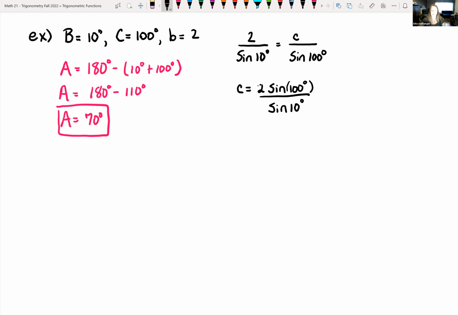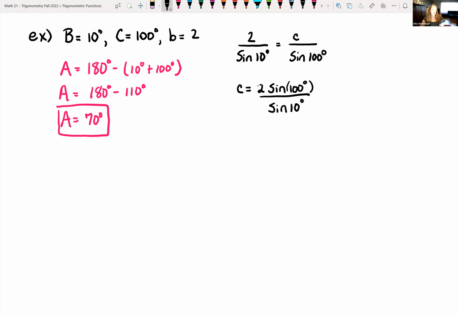So let's plug that into the calculator and see what we get. Plugging it into my calculator, I get that C is approximately 11.3. So I'm just going to round to the whole number in this case. So C is equal to 11. But on your homework exercise or on your exam, see if it tells you what they want you to round to. So we get side C is 11.